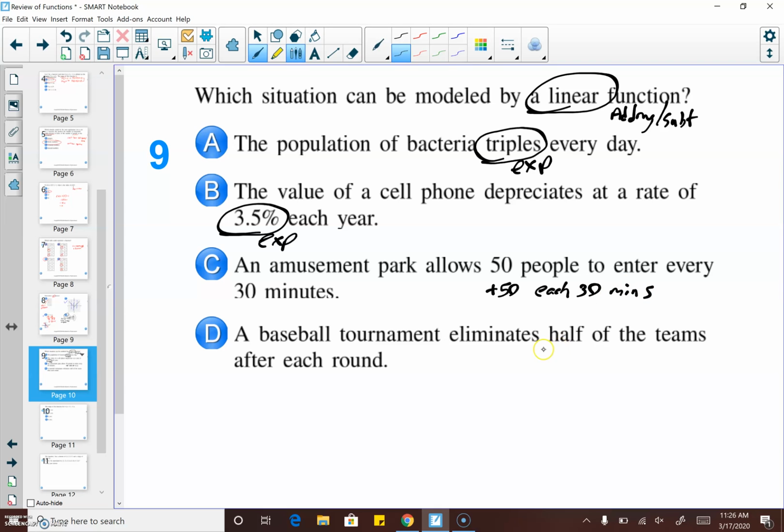And then a baseball tournament eliminates half of the teams. So half of the teams means you are really dividing by 2 or multiplying by 1/2. Anytime you are multiplying, you are exponential. So the only one that is definitely linear is going to be that amusement park because it's going up by 50 people every 30 minutes.